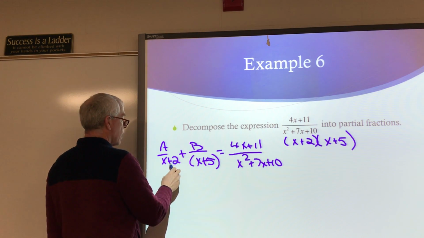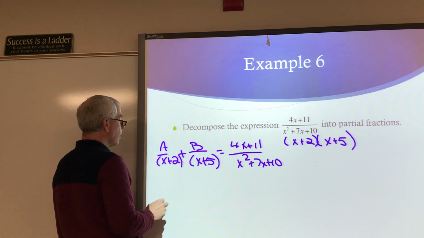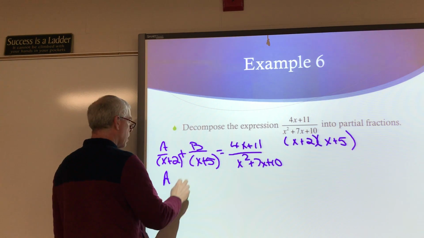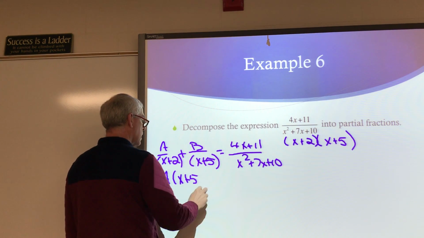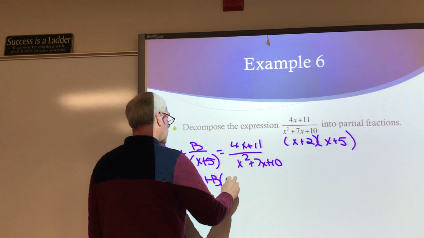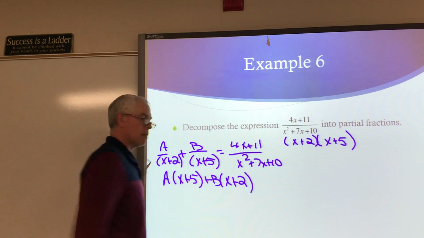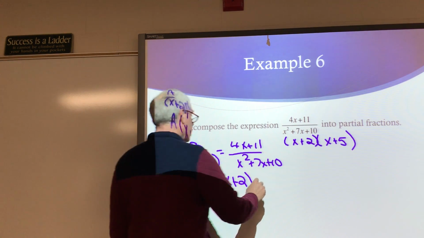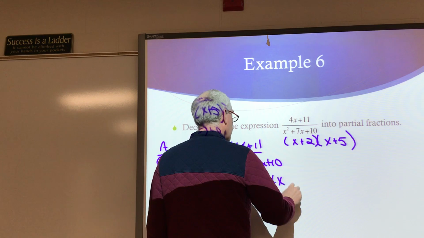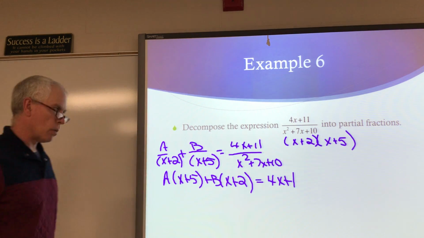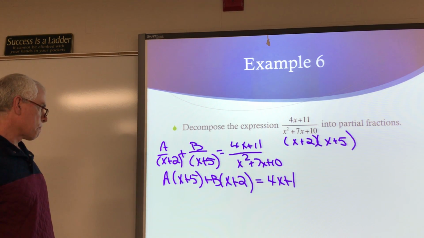So in doing so, that would be the product of these two denominators. So I would need to multiply a by x plus 5, and b would need to be multiplied by x plus 2 to get my new numerator. Well, and that's supposed to equal that other numerator, 4x plus 11. So that's ultimately what we're doing to solve these, okay?